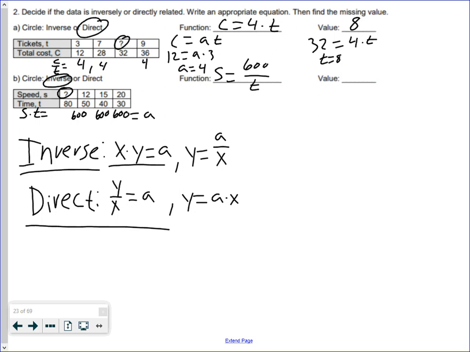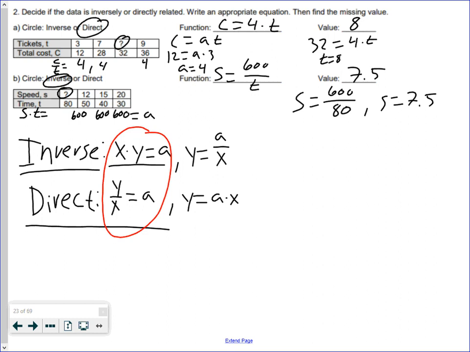All right, so now all that's missing for this problem is we need to figure out this s. So we're going to plug in 80 for t, and we're going to solve for s. So we have some s value will equal 600 all over 80. So we're going to divide 600 by 80, and when you do, you get that s equals 7.5. So the missing value in this case is 7.5. So for these problems, you check if it's inversely or directly related by using these properties right here, seeing if each pair of variables multiplies to the same thing or divides to the same thing, and then you use the respective formula to figure out your missing value.